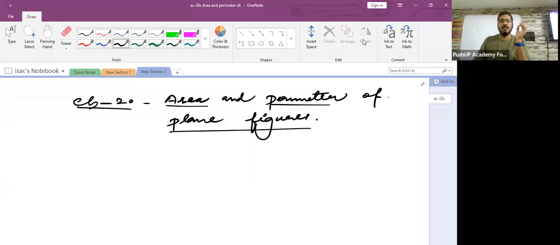Two chapters to study. One is mensuration, which is based on 2D shapes or 2-dimensional figures. 2-dimensional figures means triangle, rectangle, square, rhombus, parallelogram, and so on. And the second chapter which we have to learn in mensuration is based on solids. In solids, you will be dealing with cubes, cuboids, cylinders, and so on and so forth.